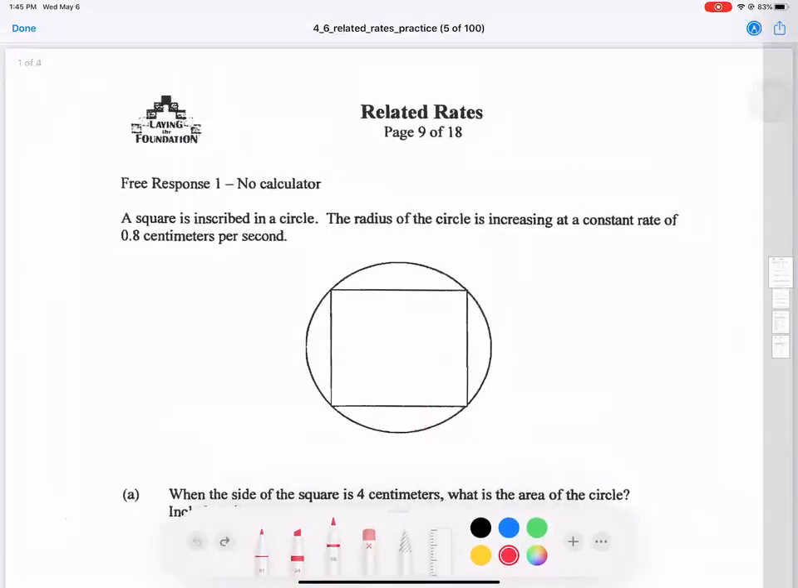So let's go ahead and kind of set this up for us. A square is inscribed inside a circle. The radius of the circle is increasing at a constant rate of 0.8 centimeters per second. So as we mentioned before, we want to write out our rates of change. So our rates of change here was the radius is increasing. So dr over dt is equal to 0.8 centimeters per second. And this is a constant rate.